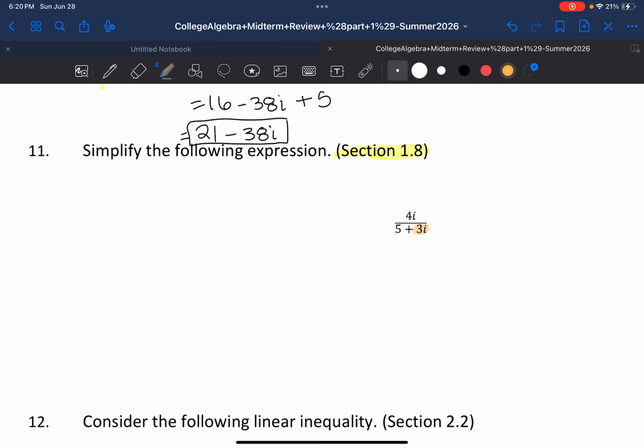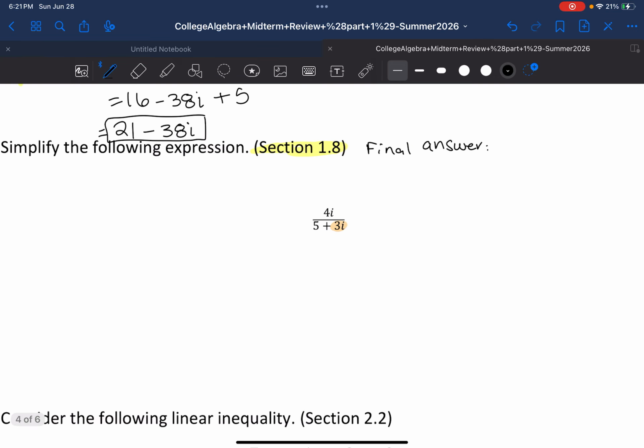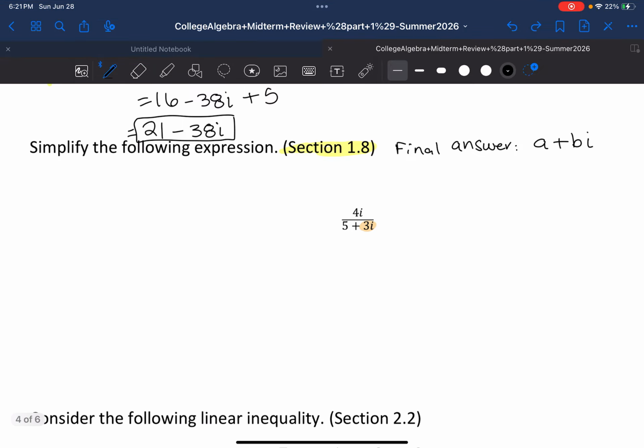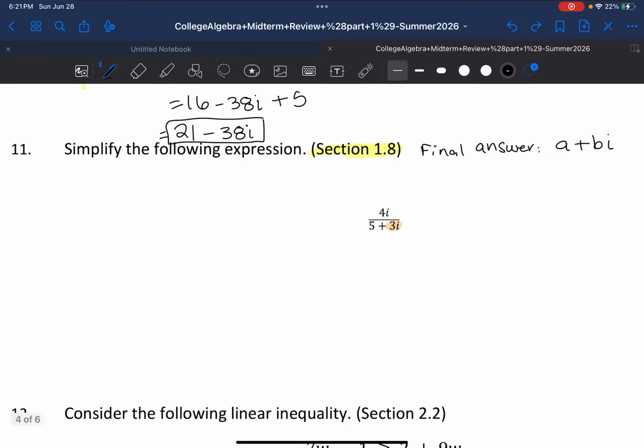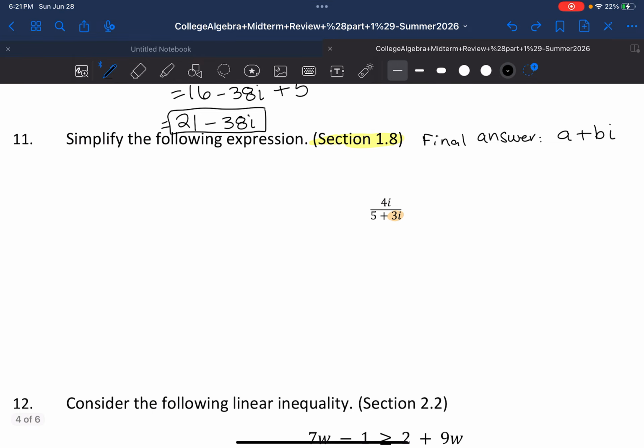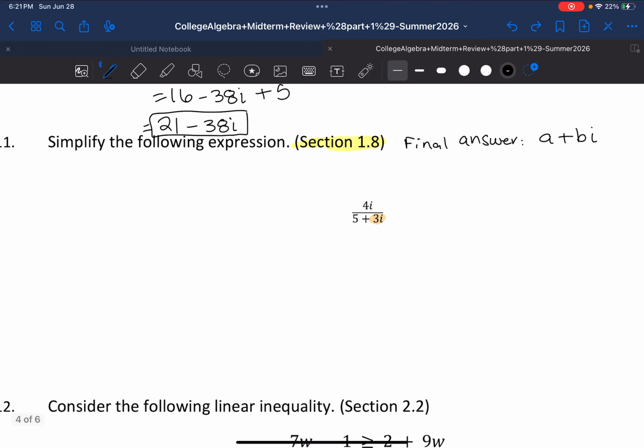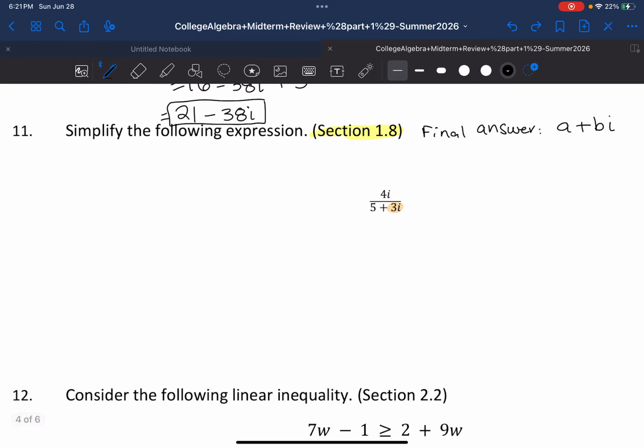We just don't want to have any of the imaginary numbers in the denominator, and we want to write our final answer again in the complex number form. So we want it to have a plus bi. Notice in this form, this is not over anything. It's two separate terms. That's what we want. So we need to take steps to get it rewritten in that form and get the imaginary part out of the denominator. So to do that, we're going to multiply by the conjugate of the denominator.